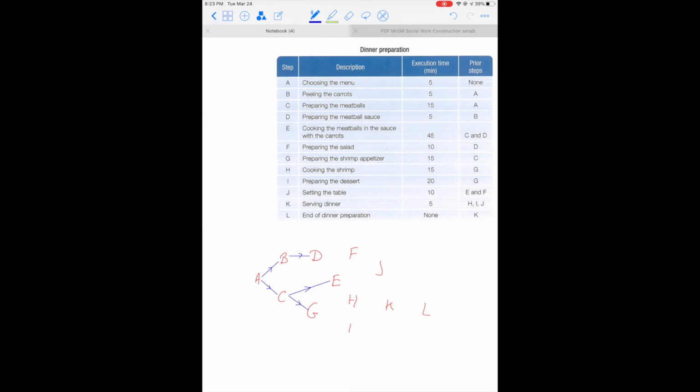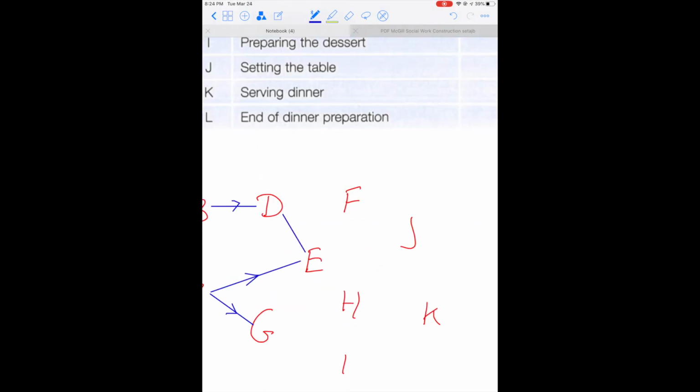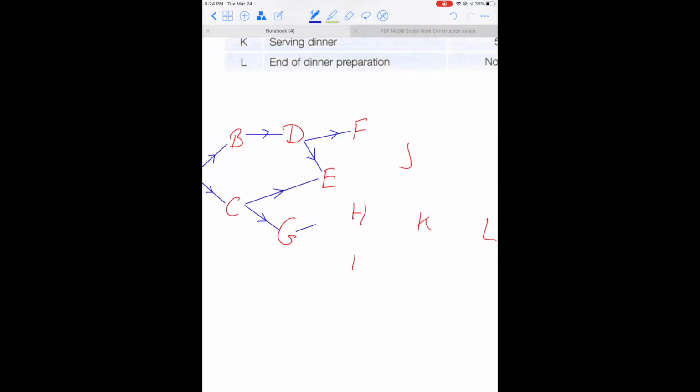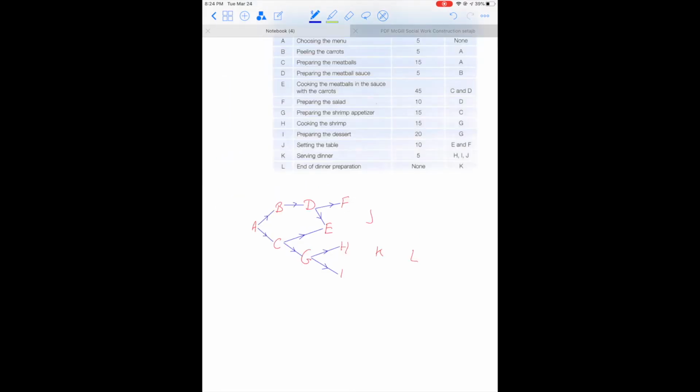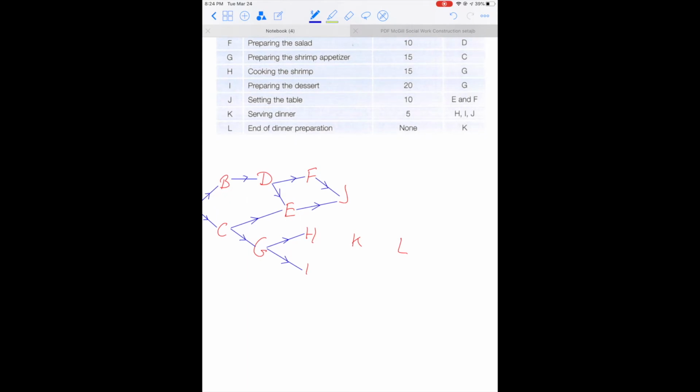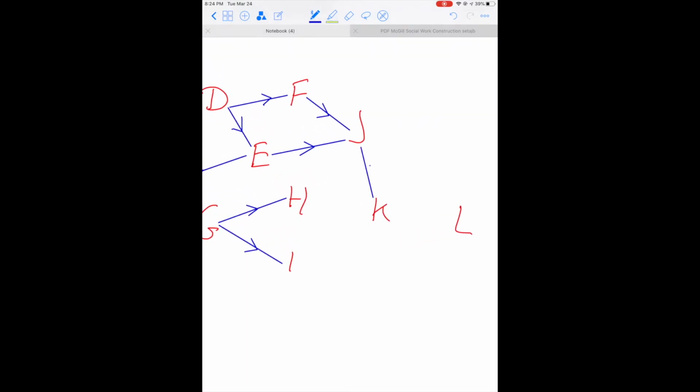D goes to E and D goes to F. H and I have G as a pre-step. J has E and F as a prior step. H, I, and J all go to K, like that. Then K goes to L.